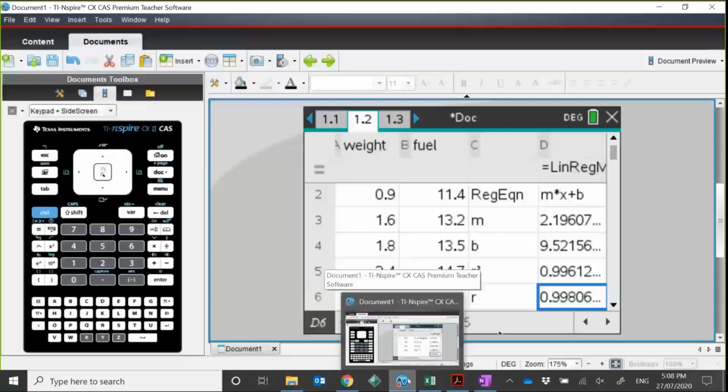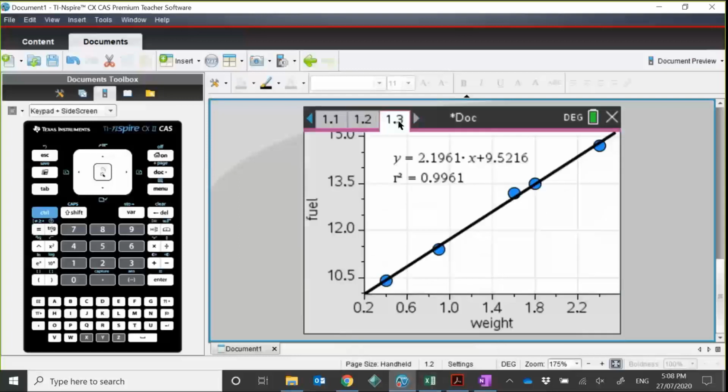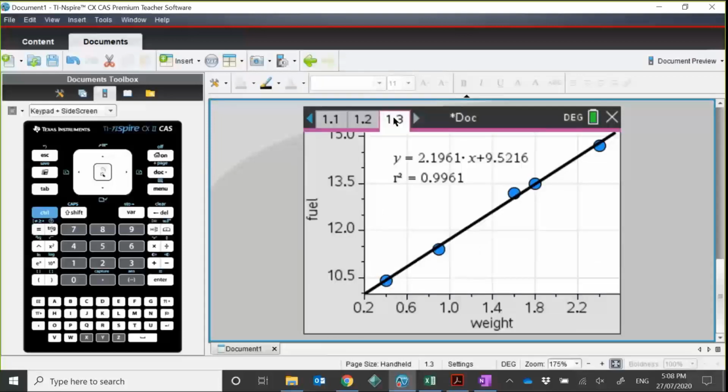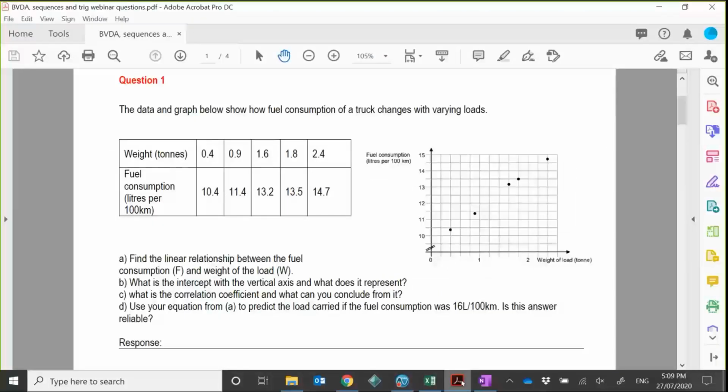And the way you would interpret that is you would say there is a very strong linear relationship or a very strong correlation between fuel consumption and the weight of the load. And then you would also have to indicate that as the weight of the load increases, your fuel consumption increases. So interpreting that number again, your correlation coefficient, 0.998, there is a very strong linear relationship. As the weight increases, fuel consumption increases. So that's your part C.